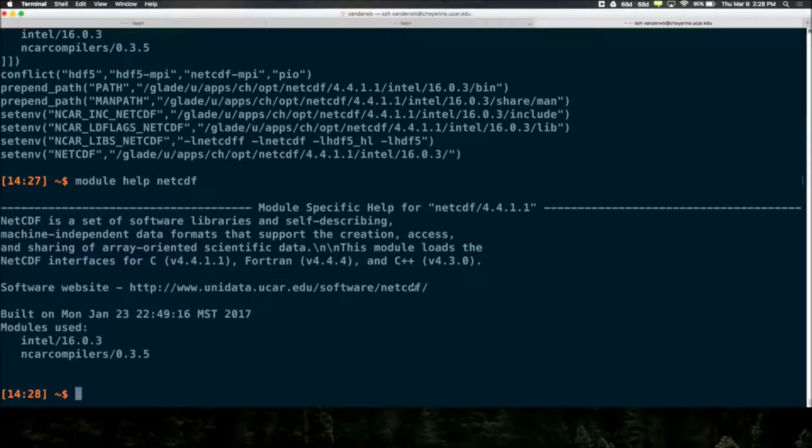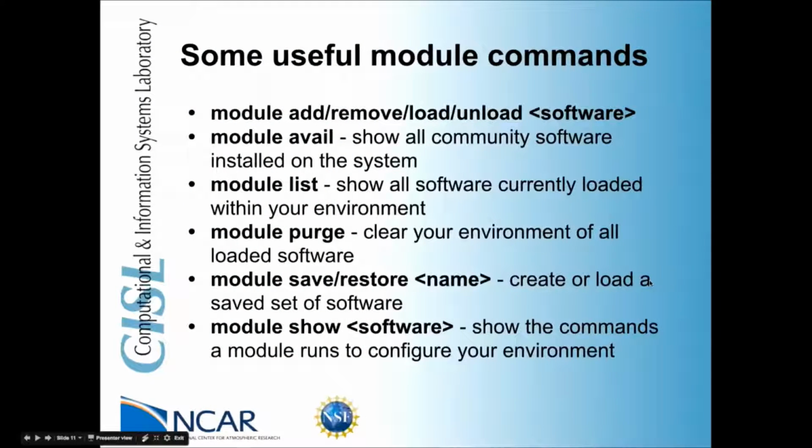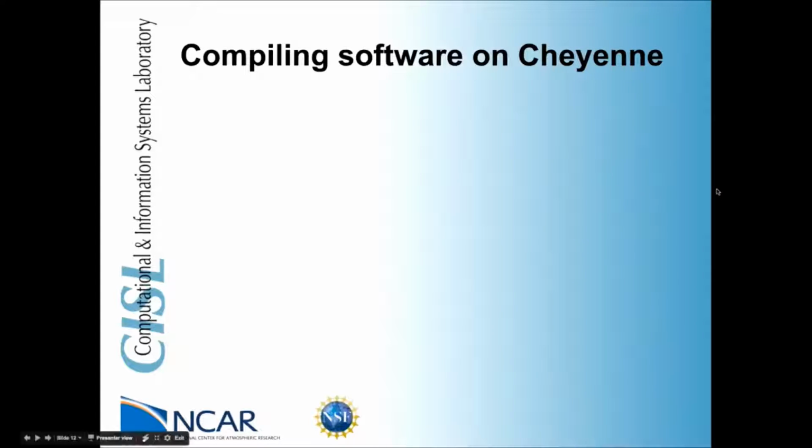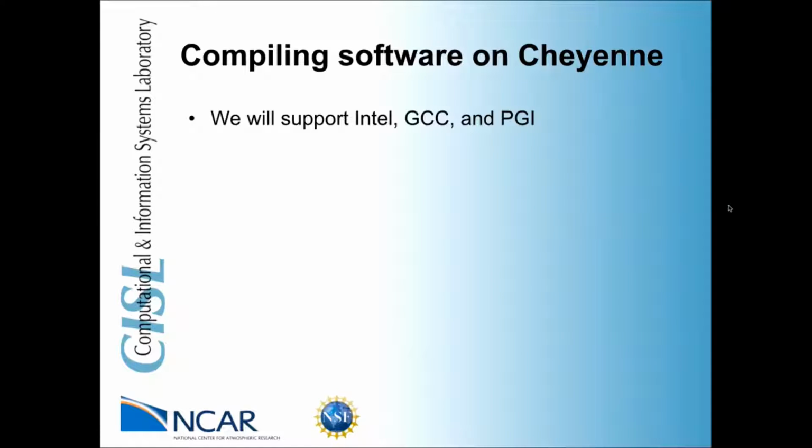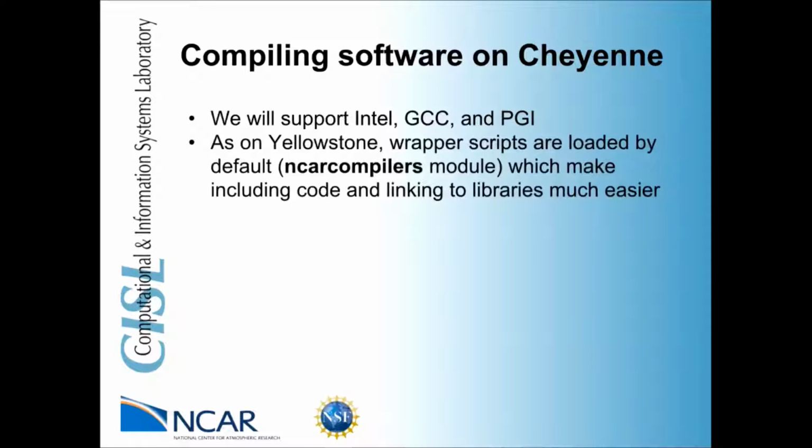Okay, so let's go back to here. So let's say you want to compile some software on Cheyenne. So we will support Intel, the GNU compiler collection, and PGI. PGI is not on there yet, but it will be. As on Yellowstone, we have compiler wrappers. That's that NCAR compilers module, which is loaded by default.